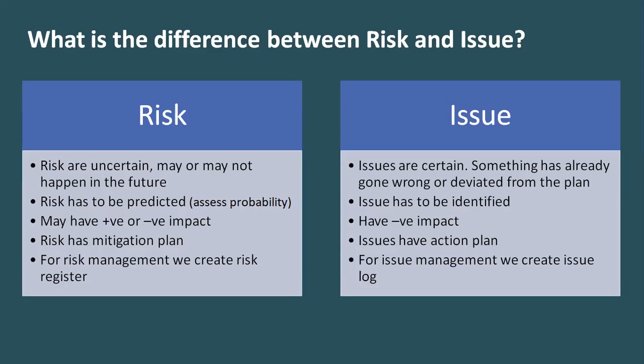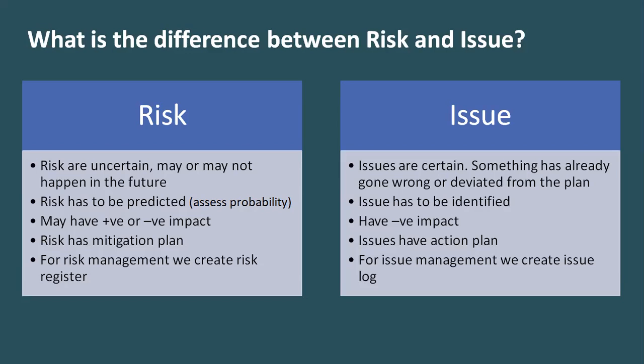That is why risk has to be predicted, right? We need to assess the probability of that risk. However, issue cannot be predicted because it's happening right now. It's in your hand. You need to identify what is the issue, right? And as we discussed, risk may have a positive or negative impact, but on the other hand, if there's an issue, it definitely has a negative impact. An issue cannot have a positive impact.